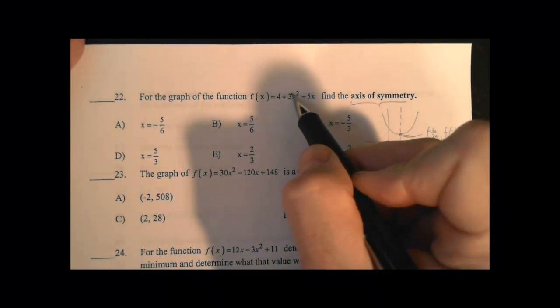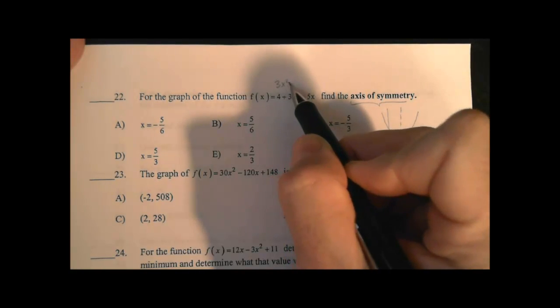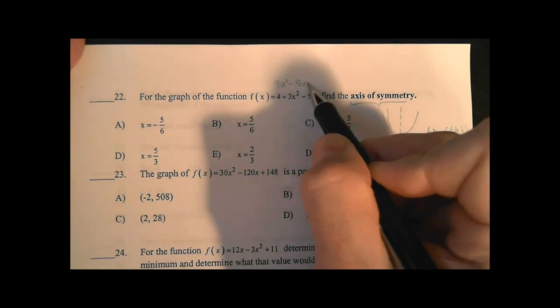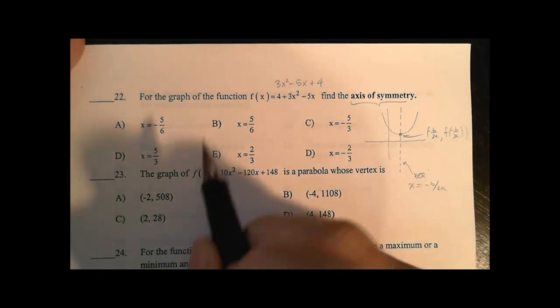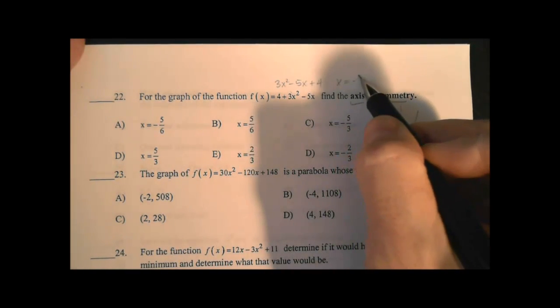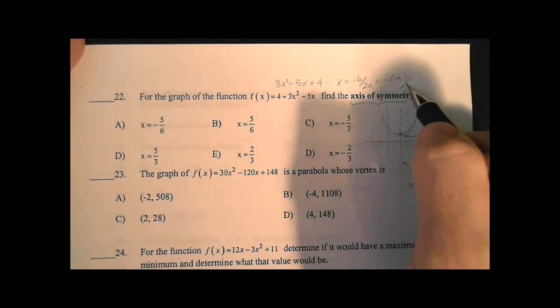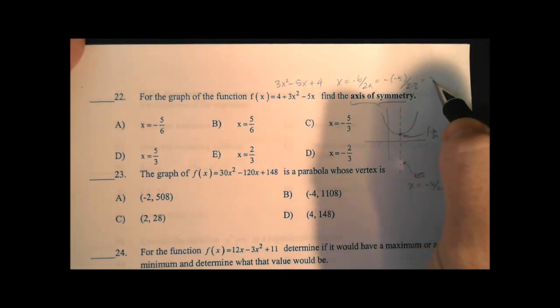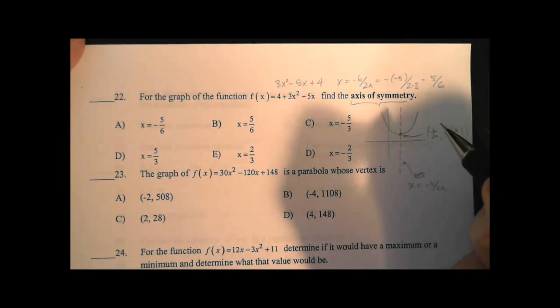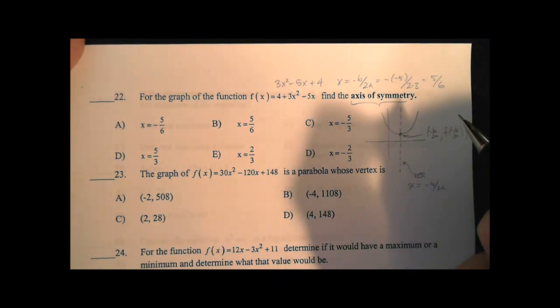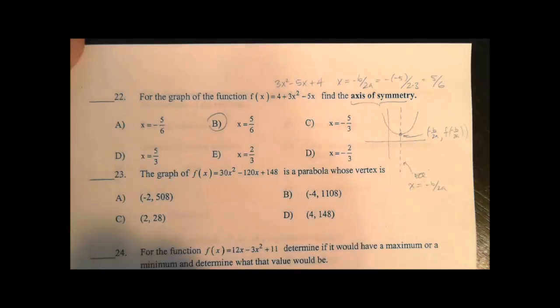In this case, 3x squared minus 5x plus 4 is standard form. And so x equals minus b over 2a, in this case, is minus negative 5 over 2 times 3, which is 5 over 6. And we get positive 5 over 6.